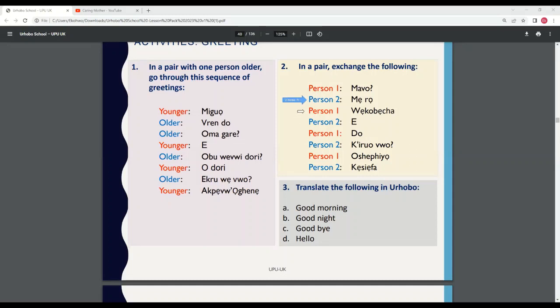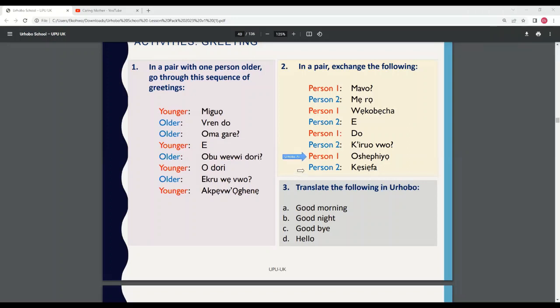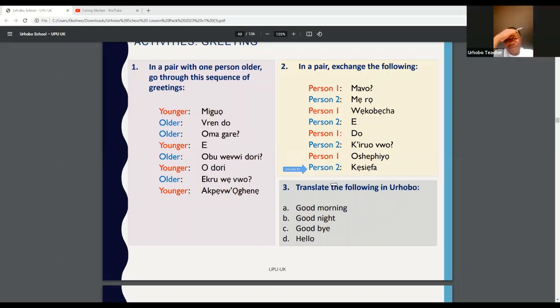Miro. Wekobekia. Okay. Do. Kuro. I know that's wrong. No, it's correct. Kiro. Okay, Kuro. Sheffield. Osherio. Kisiefa. Yes. Say it again, please. Kisiefa. Yes, Kisiefa.